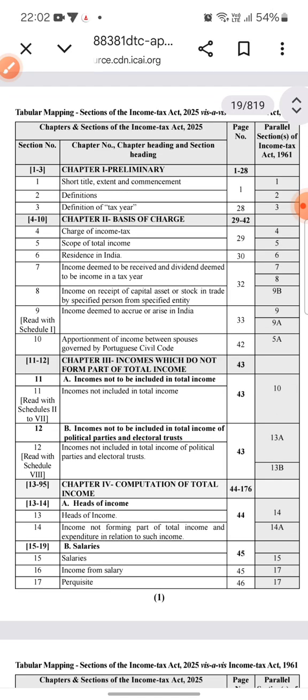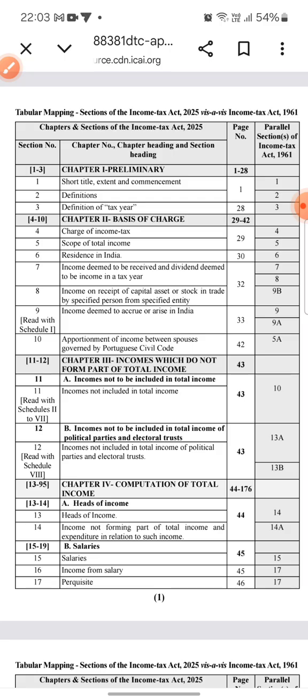Section 5, related to the scope of total income, is the same in both Acts. Residence in India, section number 6, is also the same. Income deemed to be received, and dividend deemed to be income in the tax year, is now bifurcated into sections 7 and 8. Earlier it was only section number 7.